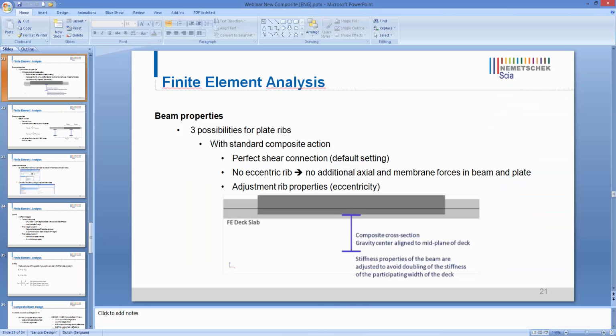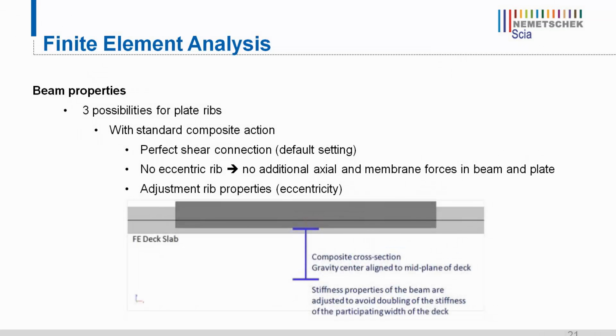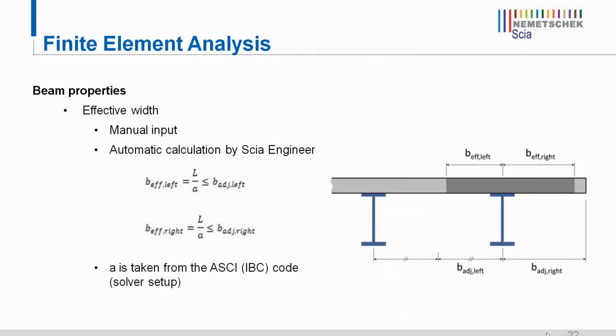Now how is Scia Engineer going to calculate this effective rib? Scia Engineer is going to calculate the effective width according to the following geometric rules. Parameter L is the span length of the considered beam. Parameter A is a configurable constant, which is by default taken equal to 8. This corresponds to the specification of the ISCI IBC code for the effective width in the analysis model.